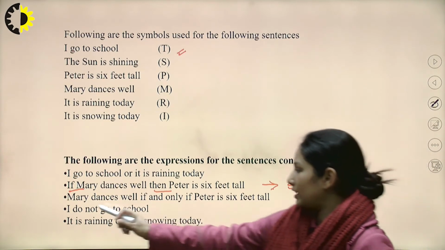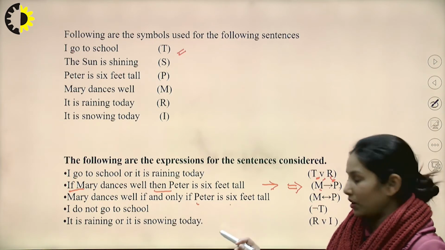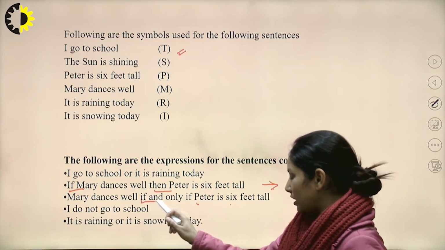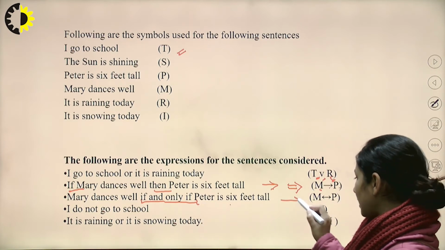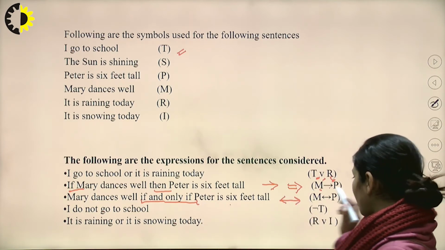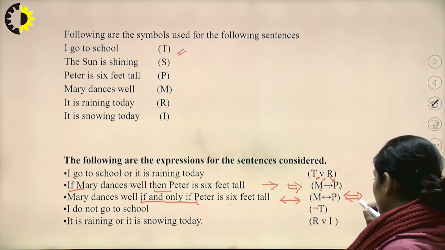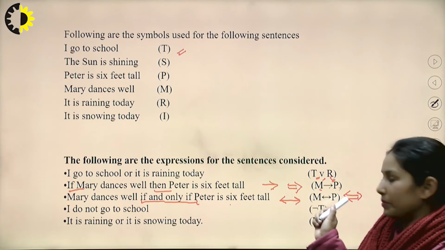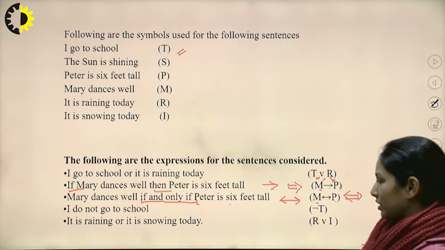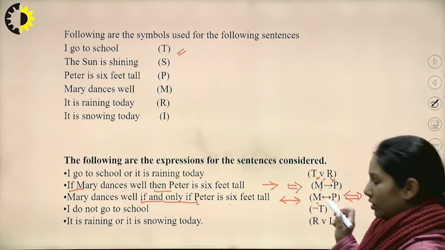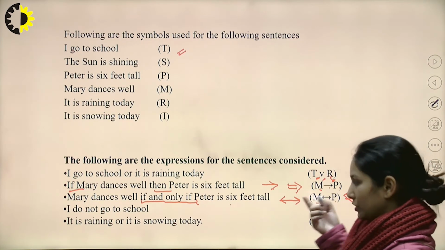Okay. The next, Mary dances well if and only if Peter is 6 feet tall. So we are here using the connective if and only if. Now if and only if is represented by a double-sided arrow like this way, or you can also use this kind of representation. This is also the same. These and these are the same. Okay, so Mary dances well if and only if Peter is 6 feet tall. This is also known as biconditional. You can say biconditional or double condition.